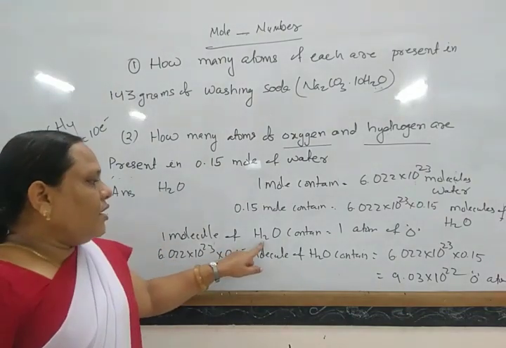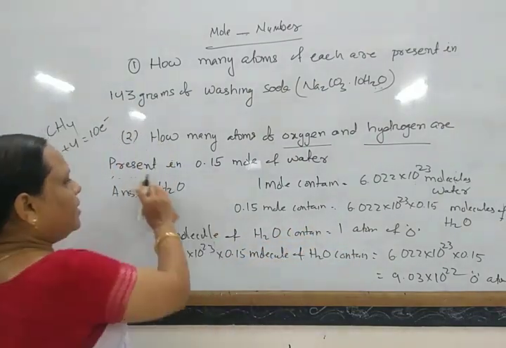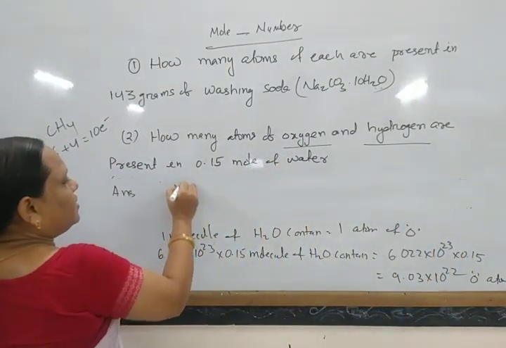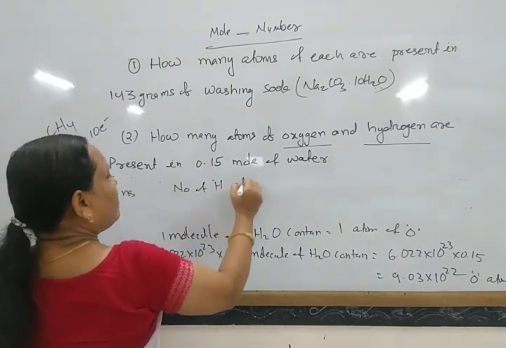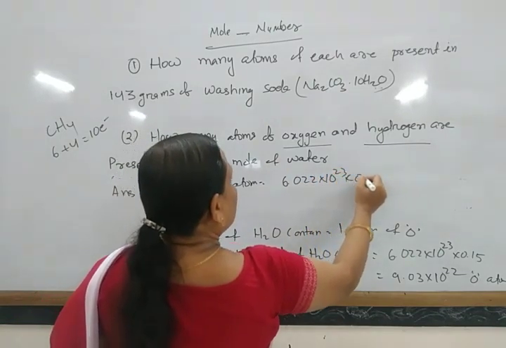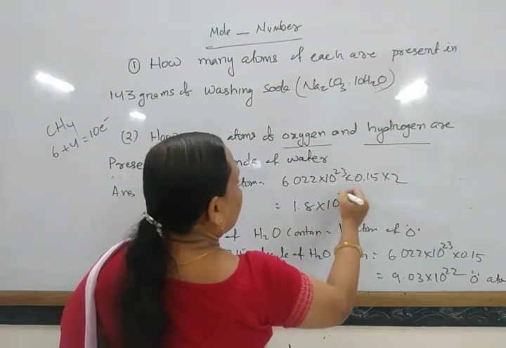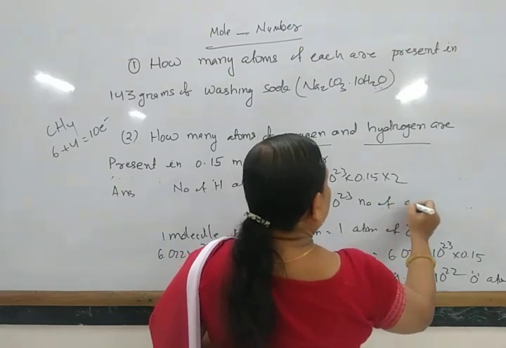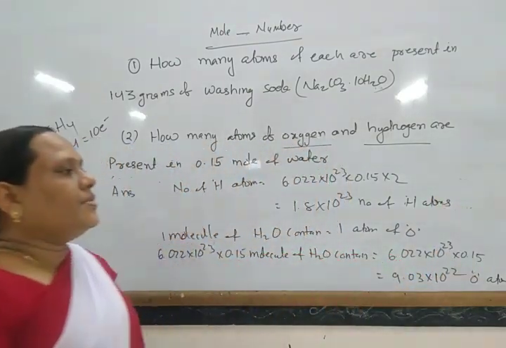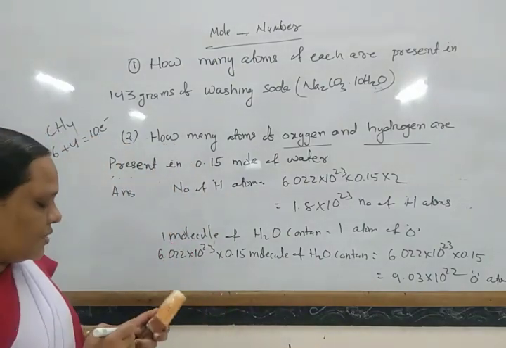And one molecule of water contains how many hydrogen atoms? 2 hydrogen atoms. Hence the number of hydrogen atoms is equal to 6.022 × 10^23 into 0.15 into 2, that is 1.8 × 10^23 hydrogen atoms. Okay, so this is question number 2.